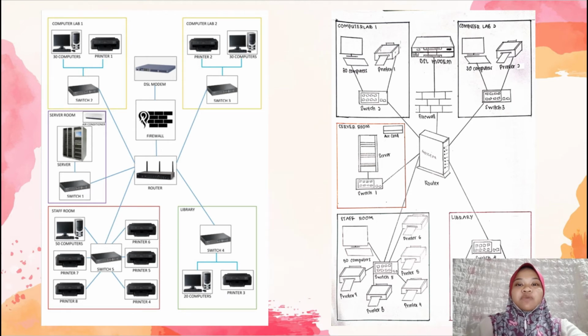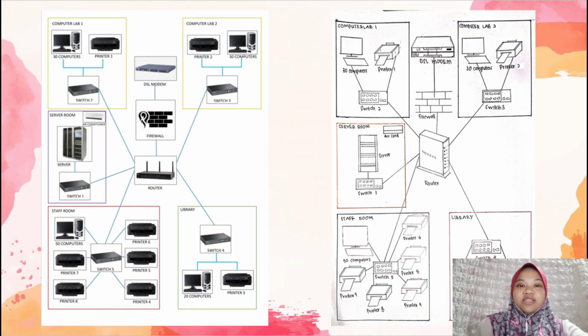The next department is department 2, which is the library. The library has been provided with 20 computers and 1 printer, and these devices are connected to each other and to the fourth switch. The last department in this school is department 3, which is computer lab 1 and computer lab 2. Each lab contains 30 computers and 1 printer. All devices are connected to each other and to the switch provided in each computer lab.